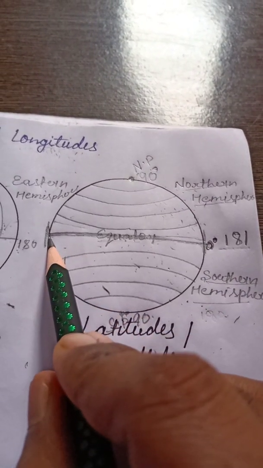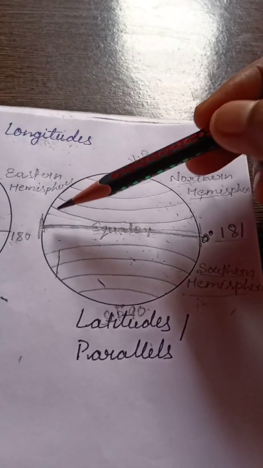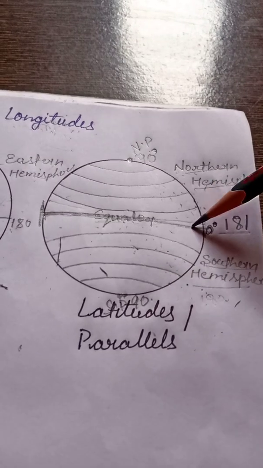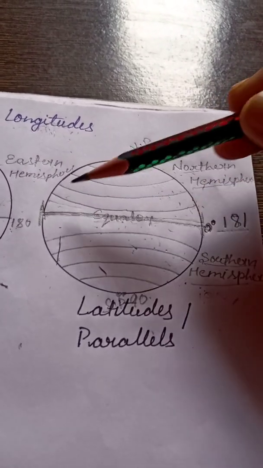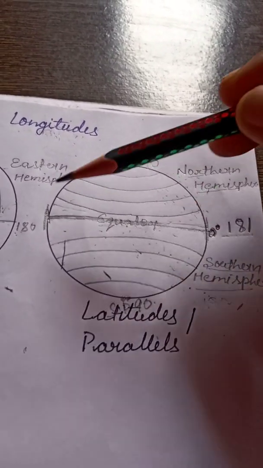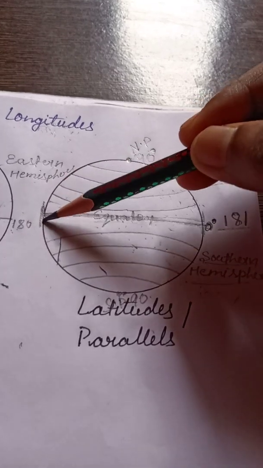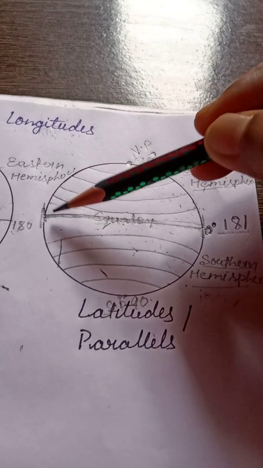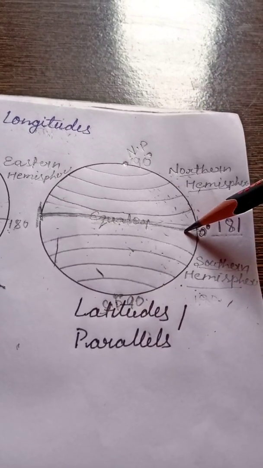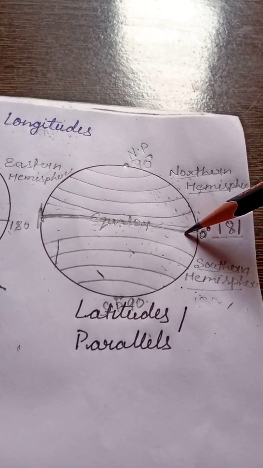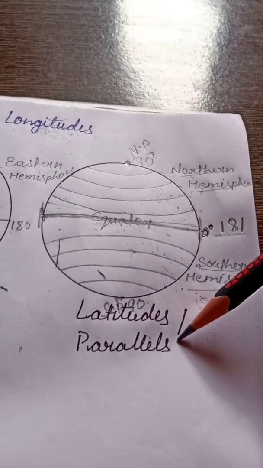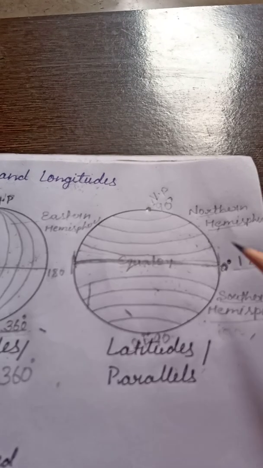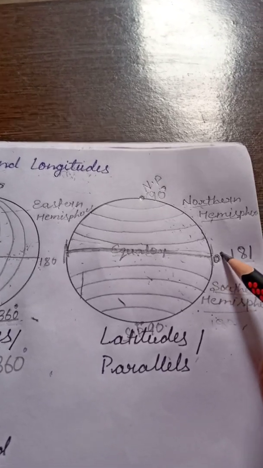Children, all the lines which run from west to east are known as latitudes. The circles which run from west to east are known as latitudes, and they are also called parallels. Then how many latitudinal lines are there? I have written 0 here.